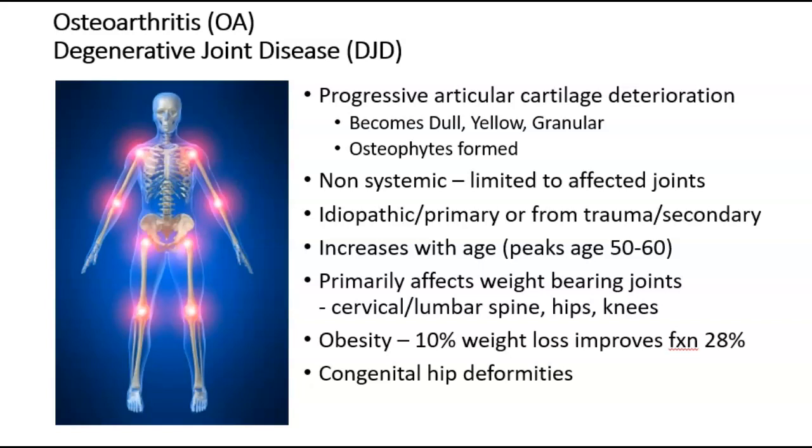One of the important things to note is that a 10% loss in weight can improve function 28%. So a person's weight has a lot to do with how arthritis will affect them. And those who don't get regular moderate exercise increase their risk of having osteoarthritis or degenerative joint disease.